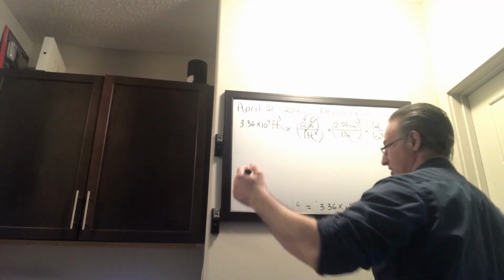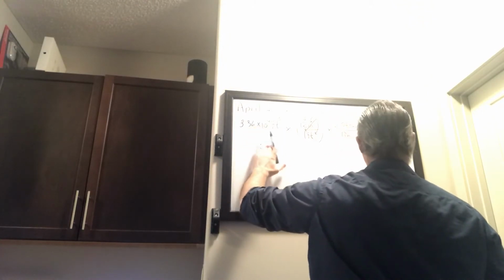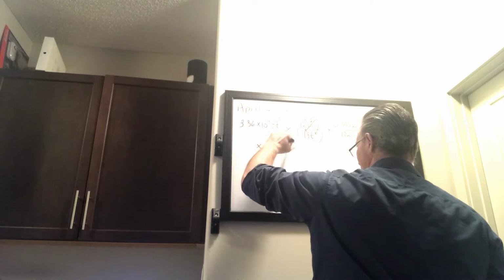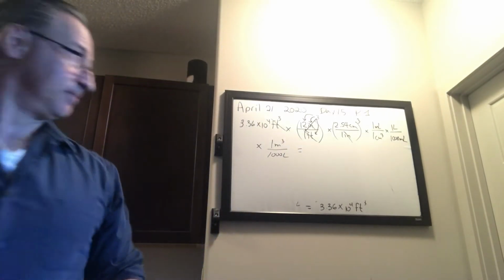Or if I want, I can go to meters cubed. There's 1,000 liters. There's 1 meter cubed per 1,000 liters. So if I want, I can go to meters cubed. That's not a bad idea. So let's do that. See what we get.